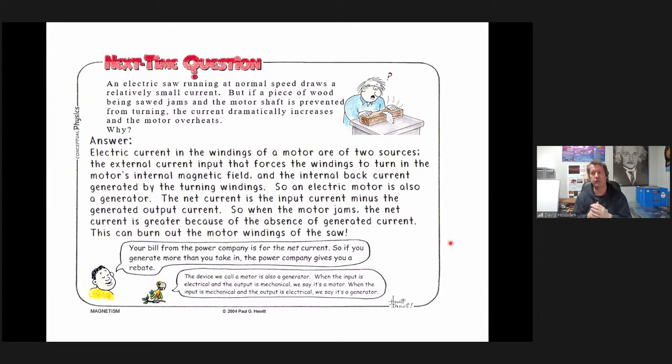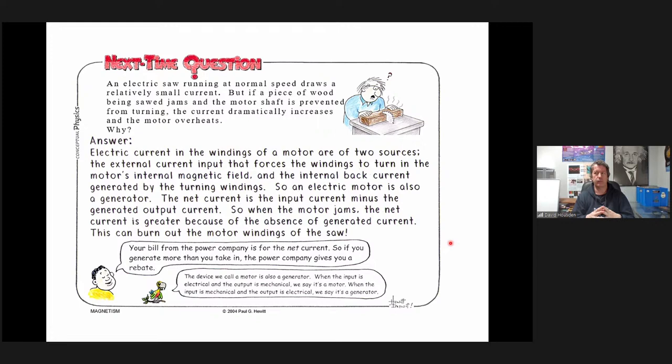Because, in fact, motors are generators and generators are motors. Physically the same thing. So an electric motor is also a generator. The net current is the input current, what you put in, minus what is generated by the fact that you've got current flowing through wires in a magnetic field. So when the motor jams, the net current is greater because of the absence of the generated current.